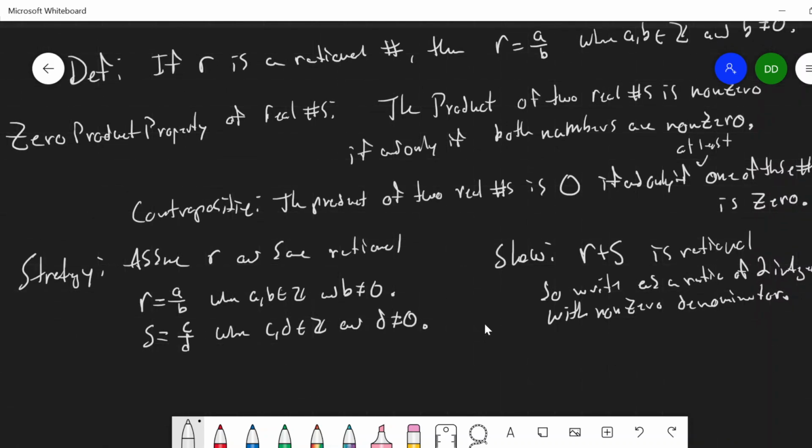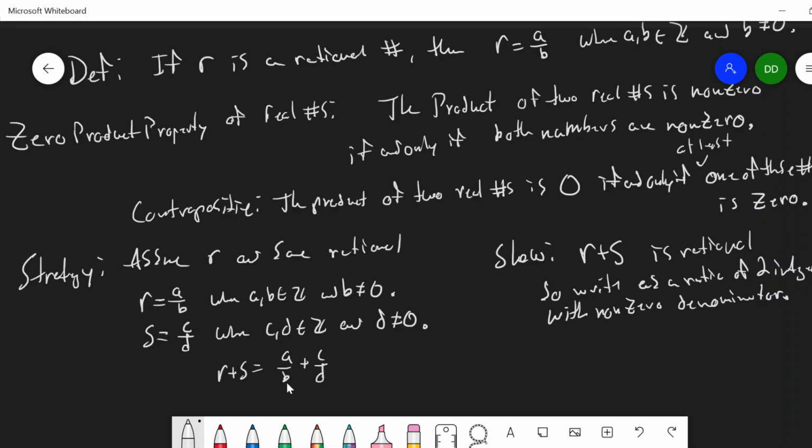Do you have an idea of how we're going to do this? Think about it for a second. I'm given R and S. I can write them like this, and then I can take their sum, right? I can look at R plus S, which is going to look like A over B plus C over D.